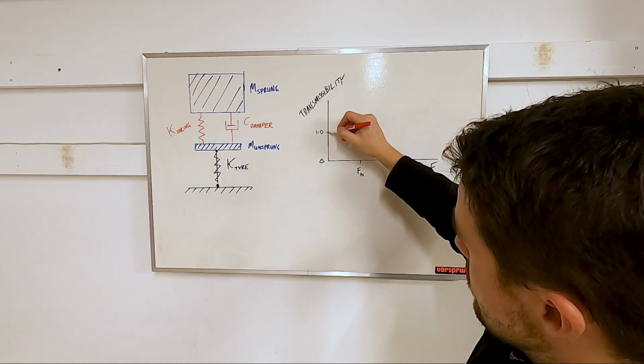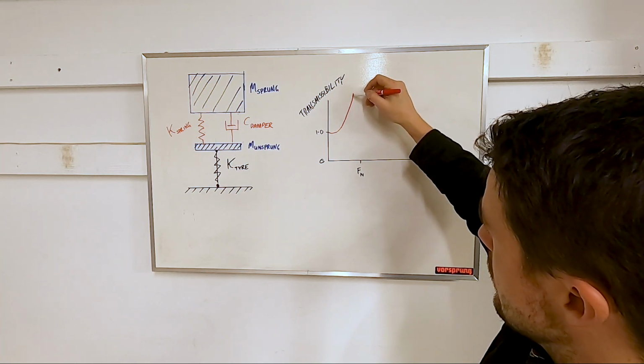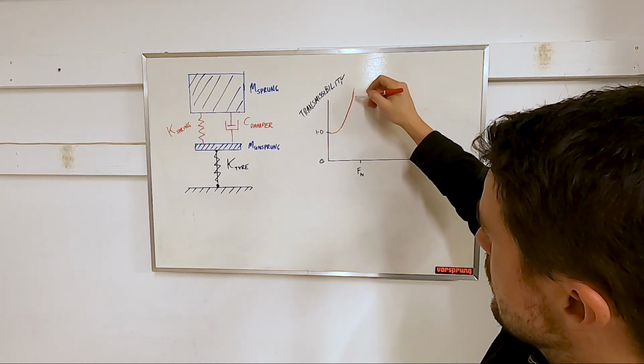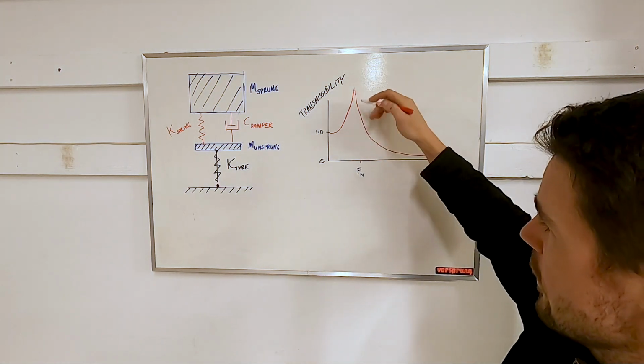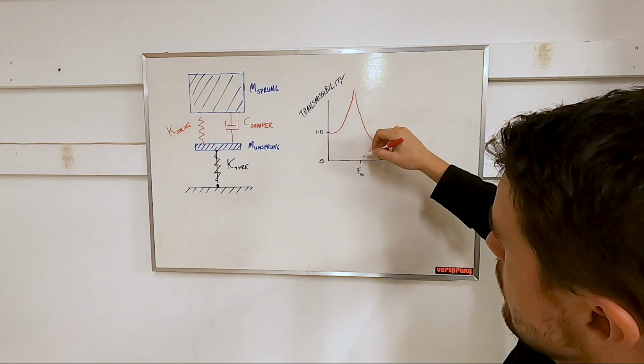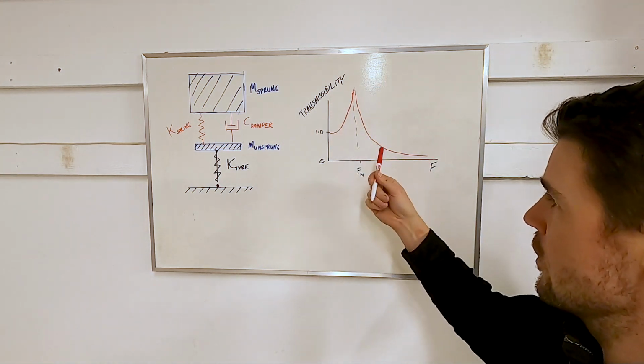If you manage to hit it at just the right speed, in theory this goes to infinity at the natural frequency. And once you start hitting frequencies that are much higher than that natural frequency, then the transmissibility drops.